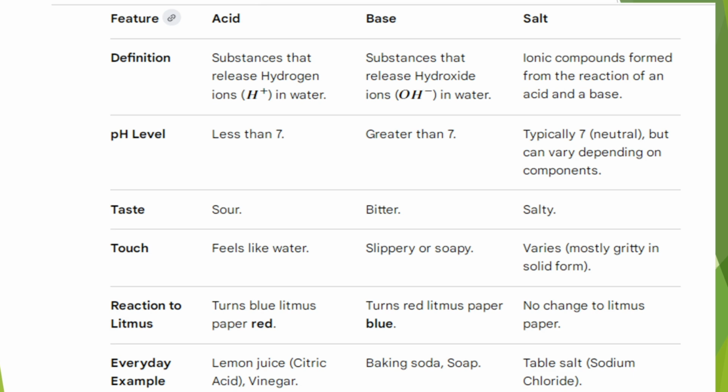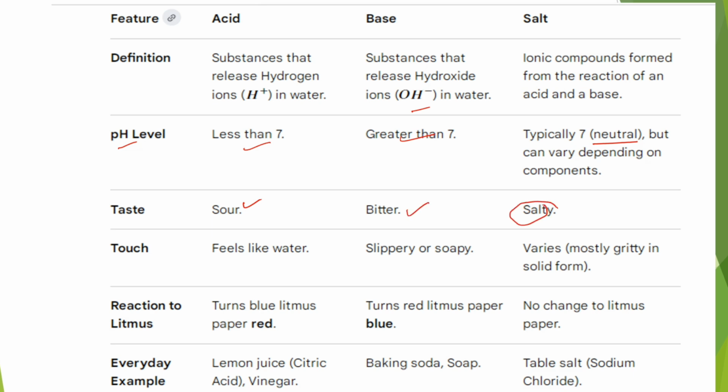On the screen you can see the key differences between acids, bases, and salts: the taste, their touch, and their reaction. Acids are substances that release hydrogen ions, bases are substances that release hydroxyl ions, and ionic compounds form salt by the reaction of positive and negative charged ions. If we talk about the pH level, less than 7 is acid, greater than 7 is base, and salts are typically neutral. Talking about taste, acids have a sour taste, bases are bitter, and salts are salty or sometimes metallic.